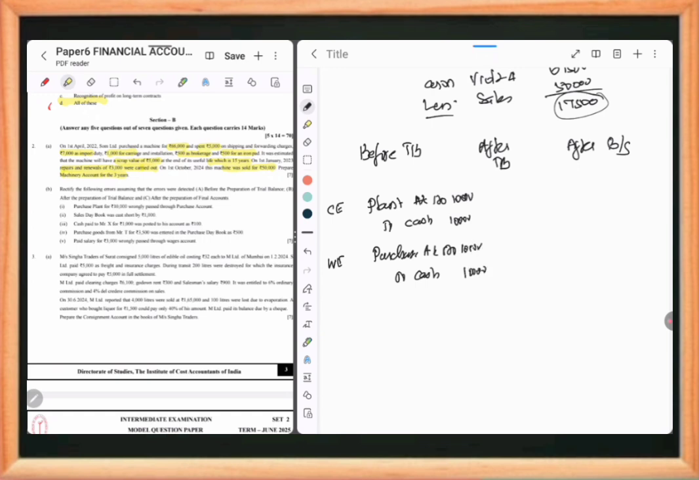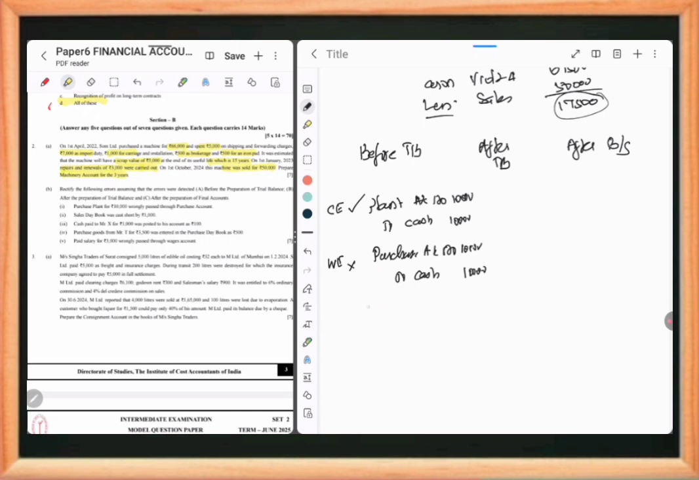Actually plant should be debited, but here purchases was debited. So purchases should be cancelled, and we will keep the plant. Sorry, sir. This is the correct entry, and this is the wrong entry. So the correct entry we should pass: purchases account should be cancelled, plant account should be entered.